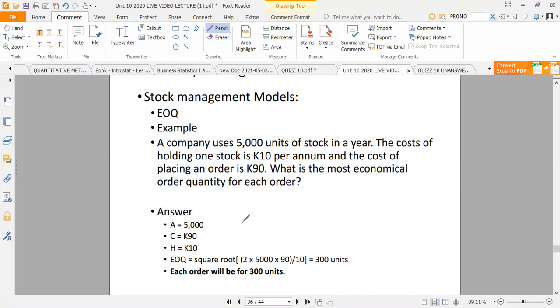Okay, so who remembers the formula? The EOQ is given by what? The square root of 2 times what? A, C, over what? H.